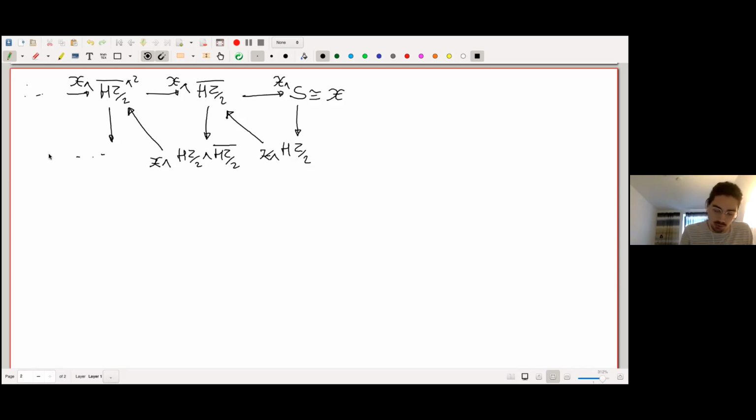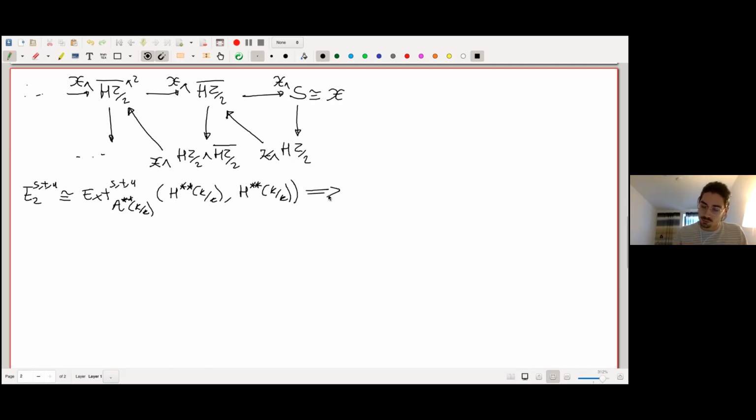With a bit of work, one can show that the E2 page of this spectral sequence is, as one would expect, the Ext over the isotropic Motivic Steenrod algebra of the isotropic Motivic homology of the point. This converges to the stable Motivic homotopy groups of the isotropic sphere spectrum, but to be precise, to the HF2 nilpotent completion.